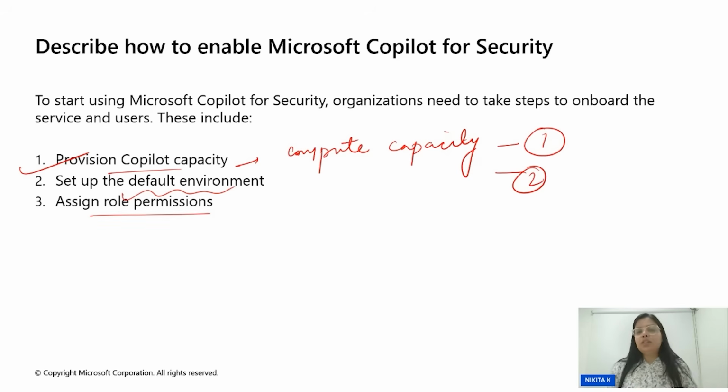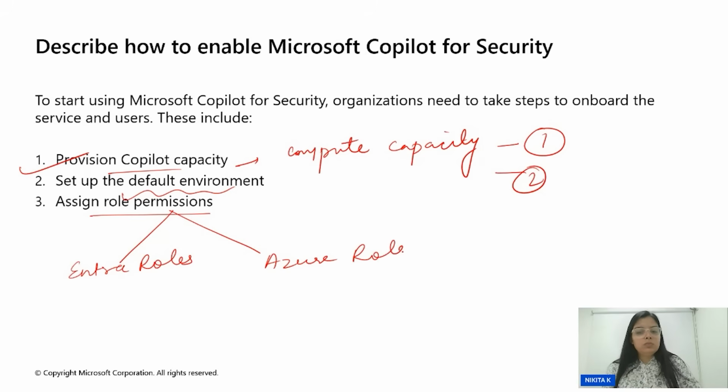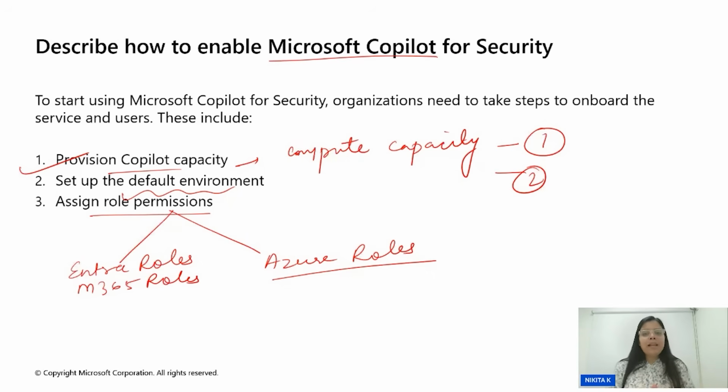And then the permission. As I said, not everyone can access Security Copilot. There are two kinds of permissions that we should have: the Entra roles, and second, the Azure roles. Entra roles will be your M365 roles, and Azure roles are the same. Now, which Entra roles or Azure roles can you use to access Security Copilot? If anyone knows, it's great, but don't worry, I will tell you everything.